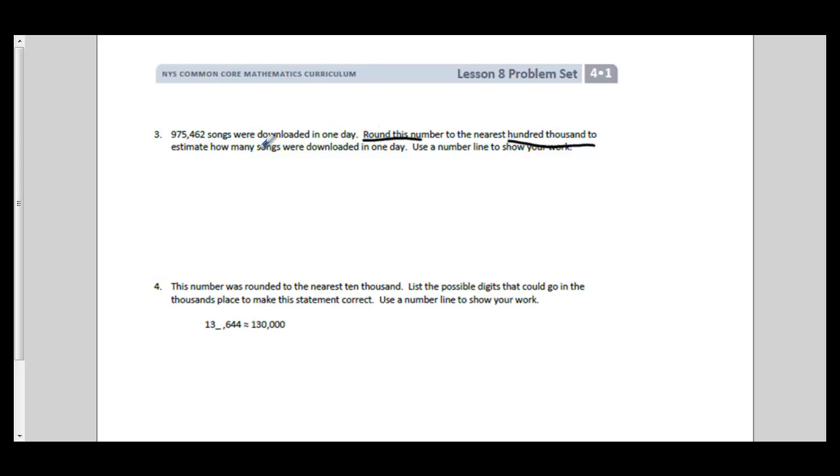This is really important. To estimate how many songs were downloaded in one day, use a number line to show your work. So I'm going to come over here and I'm going to draw my number line. Rounding to the nearest 100,000. So there are 900,000s in this number. One more 100,000 would be 1,000,000. My halfway point would be 950,000.